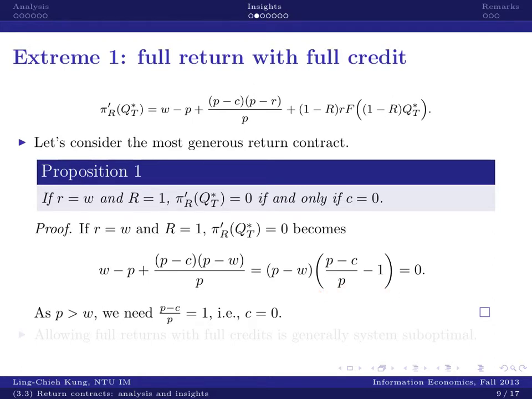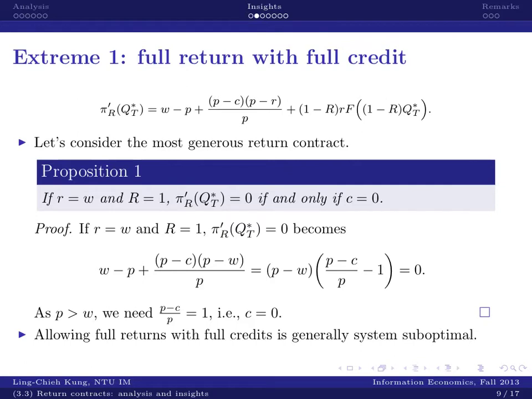You know p must be greater than w. Your retail price is greater than your wholesale price. And that's why this part can be cancelled. It cannot be 0. So all you may have is for the last part to be 0, and that requires c to be 0. So if c is 0, yeah, this can be true. But if c is not 0, it's impossible for this to be true. Okay, that's the concept here.